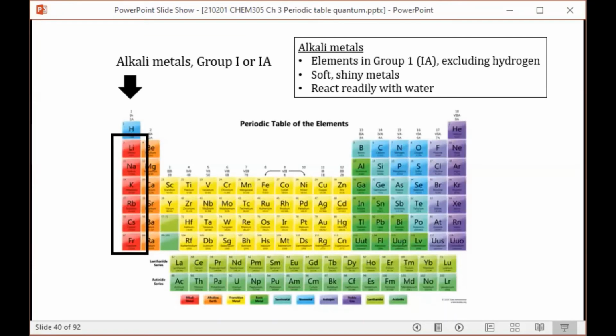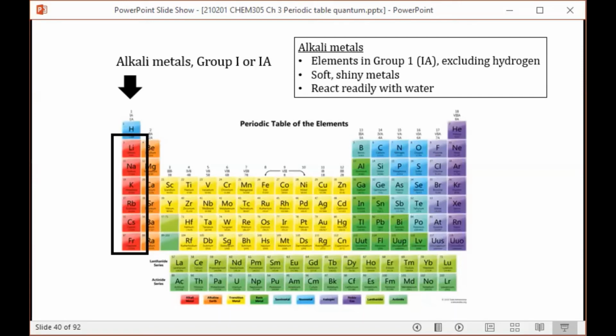So if you want to see something really cool on YouTube, search for sodium exploding, potassium exploding, rubidium exploding, any of these elements in the first column. Because they react readily with water, if you take a piece of sodium or potassium or rubidium and toss it into water, you get a violent reaction, which usually results in an explosion.